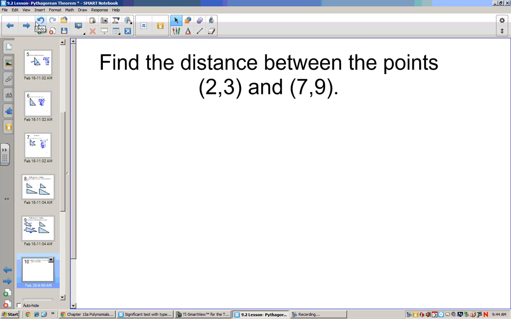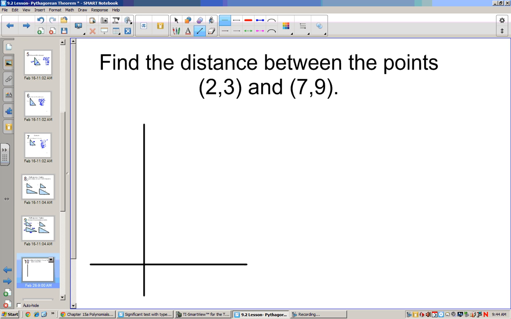Our last part of today's lesson is finding the distance between 2 points. Now, finding the distance between (2, 3) and (7, 9). (2, 3) is about there, and (7, 9) would be further up, further over. Now if I want to find the distance from here to here, it's kind of tricky because it's hard to think about distance when it's a diagonal. What's easy to find is horizontal distances and vertical distances.